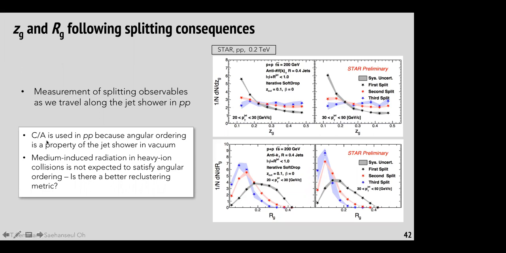In this measurement, the Cambridge/Aachen reclustering algorithm is used because angular ordering is a property of the jet shower in vacuum. However, the unfortunate thing is this cannot really be measured in heavy ion collisions, because medium-induced radiation in heavy ion collisions is not expected to satisfy angular ordering. I think this is a really interesting observable, but if we want to do the corresponding measurement in heavy ion collisions, we may think of a better reclustering metric or something, although I don't have a good answer right now.